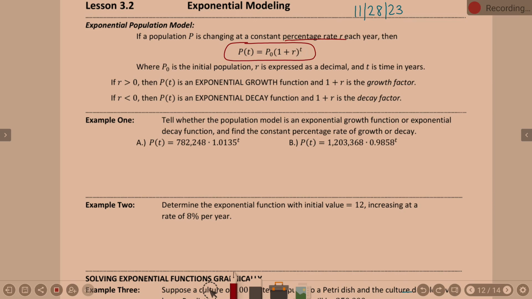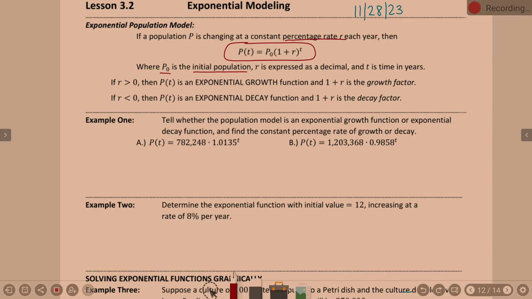then P of T equals P naught, P sub 0, times 1 plus R to the power of T. Now, P naught is the initial population. So it's the population at time 0 is what that P sub 0 is.